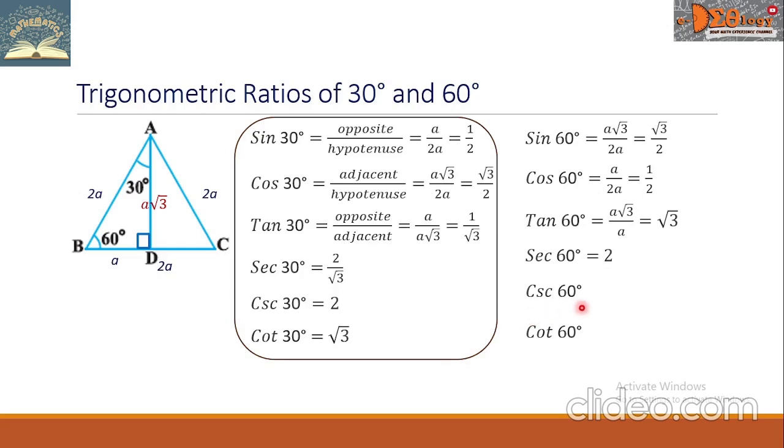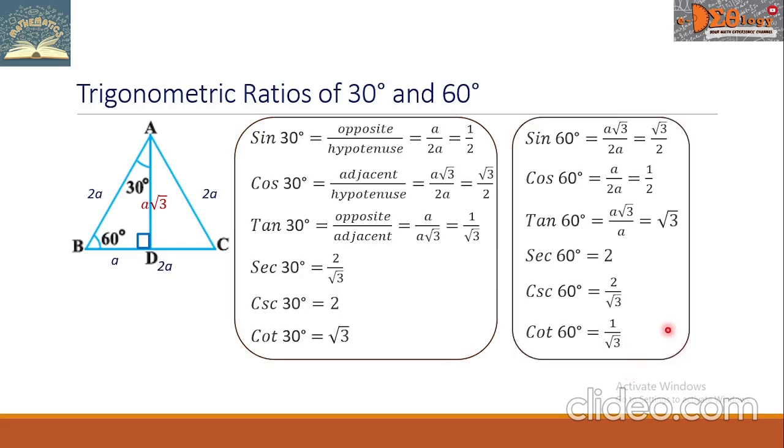For cosecant 60 degrees, we will take the reciprocal of sine 60 degrees. So we have here 2 over square root of 3. For cotangent 60 degrees, we will take the reciprocal of tangent 60 degrees. So the value now is 1 over square root of 3. These are the values for trigonometric ratios of 60 degrees. Now take note that sine 30 degrees is equal to cosine 60 degrees. Also, cosine 30 degrees is equal to sine 60 degrees.